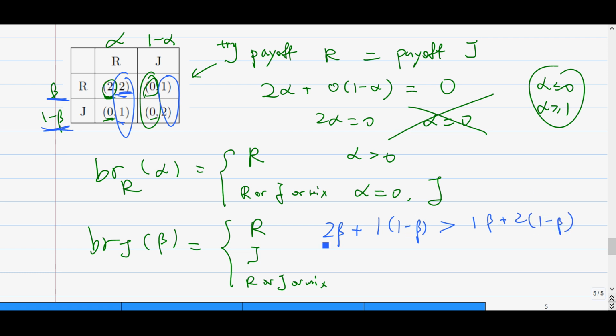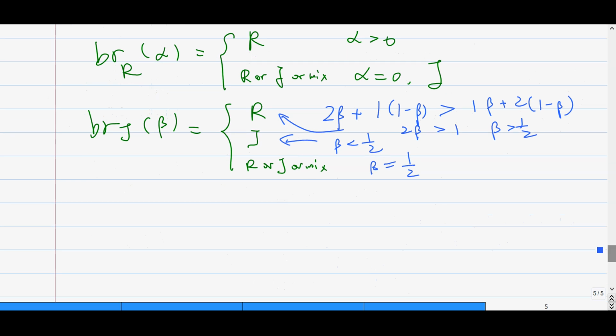Then we simplify this. So 2 beta is larger than 1. So beta is larger than half. So when beta is larger than a half, I go to Robots library. When beta is less than a half, I go to EJ Pratt. So when it's equal, I go to either.